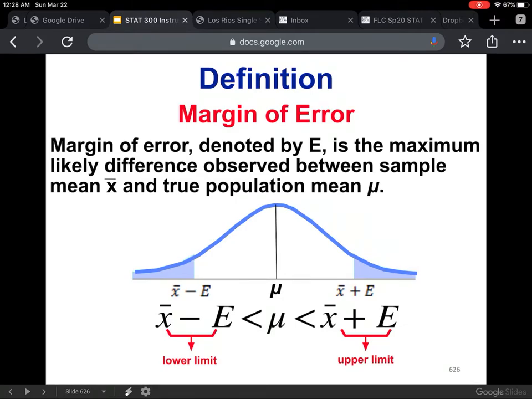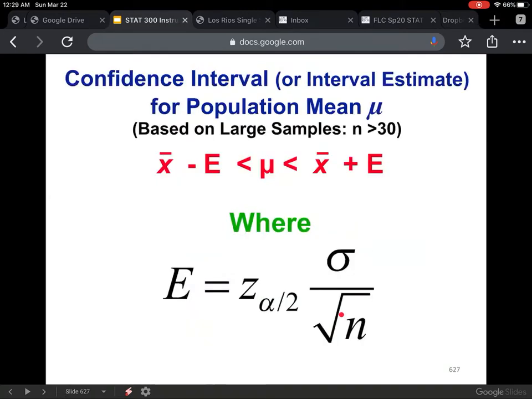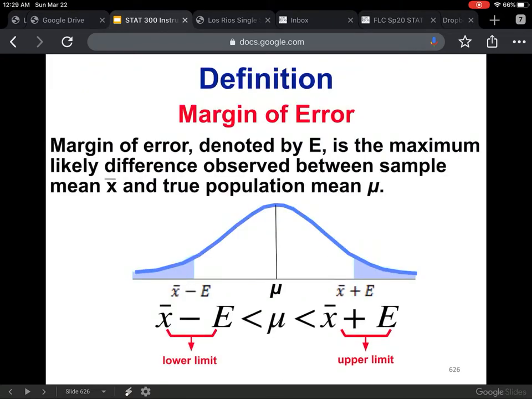Now, to complete our confidence interval, we need a margin of error that we're going to add and subtract from the point estimate, the sample mean. The margin of error, denoted by E, in this context, is margin of error, not expected value. This is the maximum likely difference observed between the sample mean and the true population mean, right? What's the maximum likely difference between the population mean and the sample mean? And then we're going to add and subtract that amount, and we would get the confidence interval.